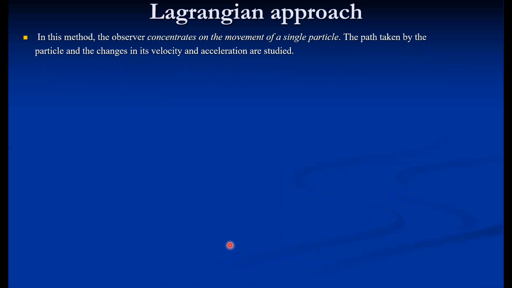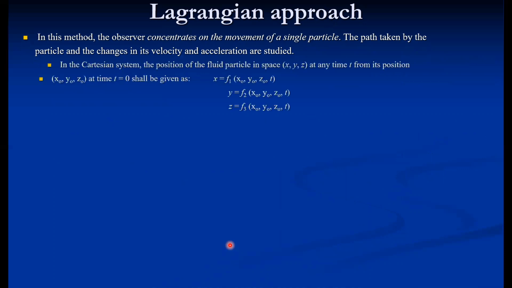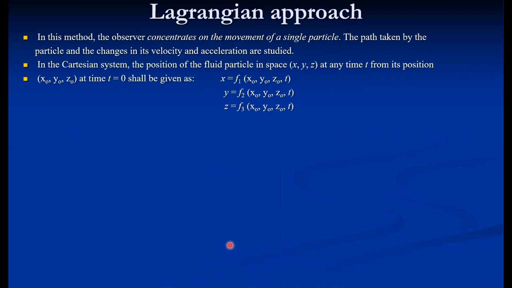In this method, the observer concentrates on the movement of a single particle, the path taken by the particle, and the changes in its velocity and acceleration are studied. In the Cartesian system, suppose the position of the fluid particle in space at one particular time t is x, y, z from its original position, that is x naught, y naught, and z naught at time t equal to 0. So it can be represented that x is a function of its original position and time, y is also a function of its original space coordinates and time, and z is also a function of its original space coordinates and time.